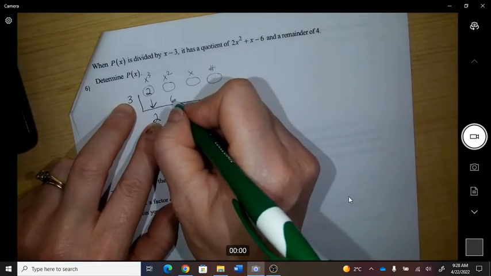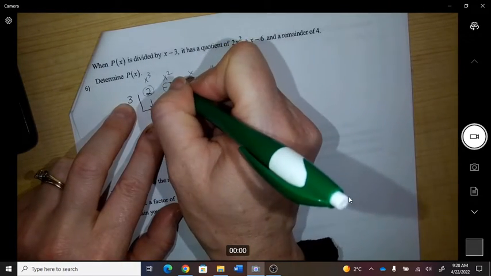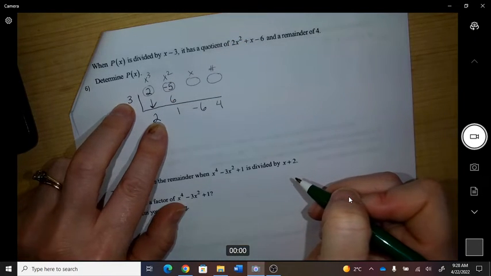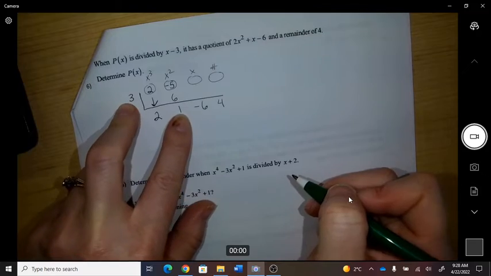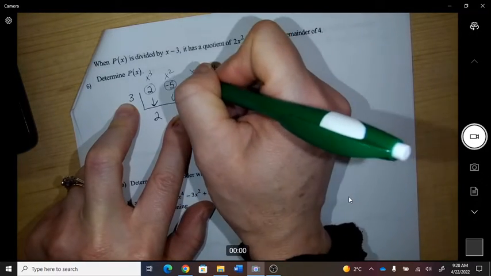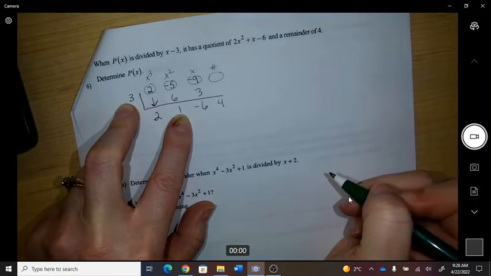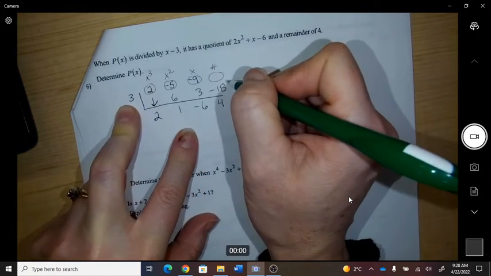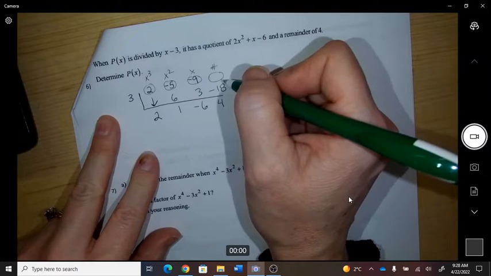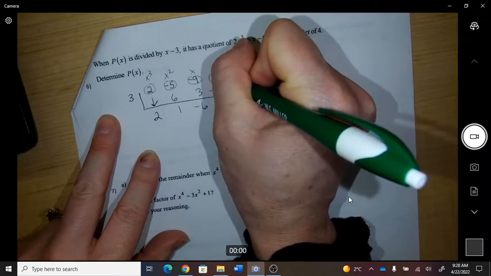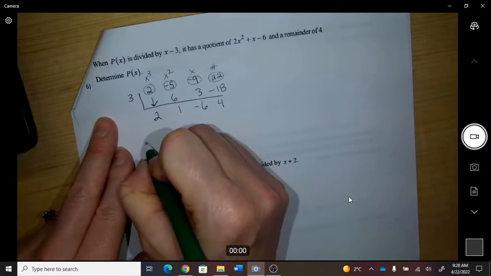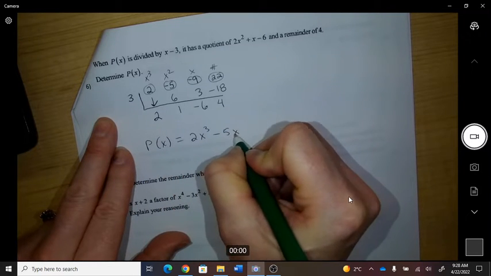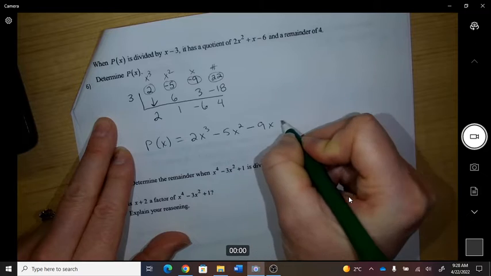That multiplies to 6. So this must be a negative 5 to make sure we add to 1. Now 3 times 1 is 3, so this must be a negative 9. This multiplies to negative 18. Therefore, this would be 22. So p of x equals 2x cubed minus 5x squared minus 9x plus 22.